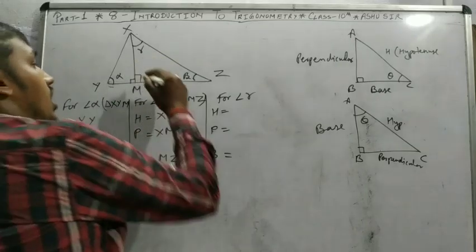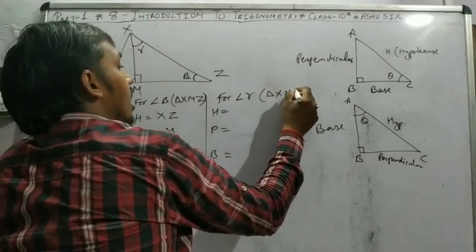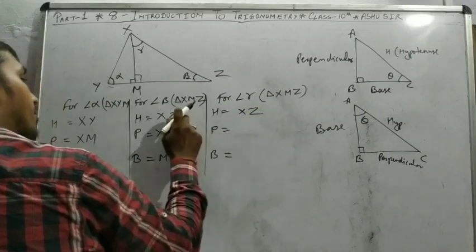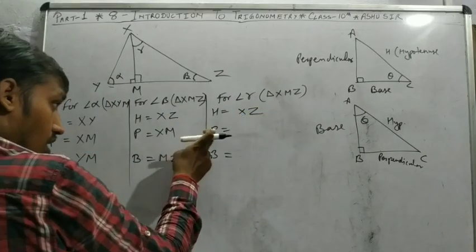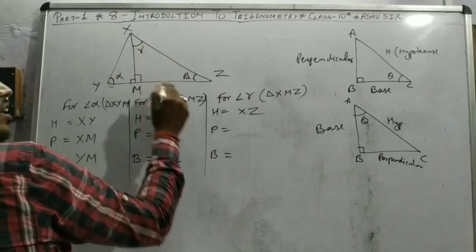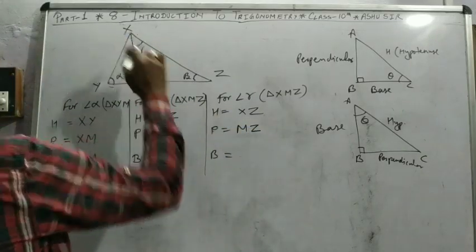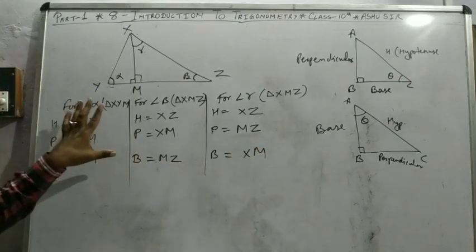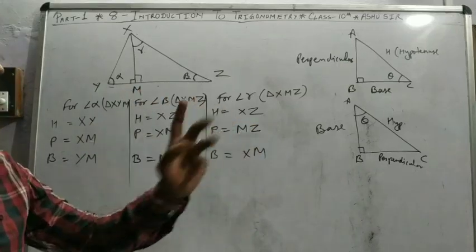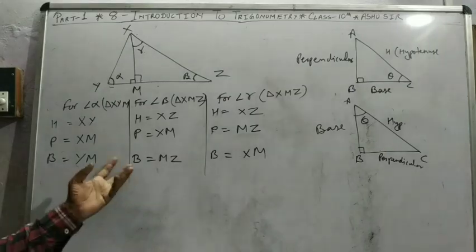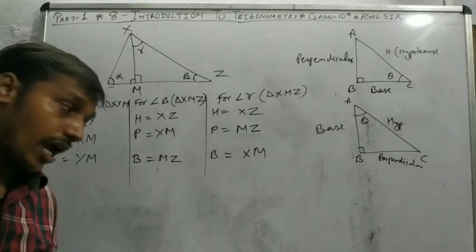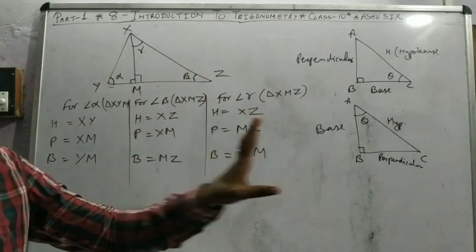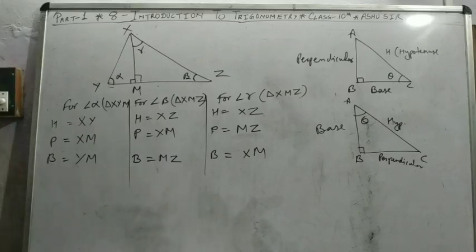For angle gamma, again triangle XMZ, hypotenuse opposite 90 is XZ, the same because the triangle is the same, but the perpendicular changes: opposite of the angle is MZ, and the remaining side is XM. I hope you understand how we identify the perpendicular, base, and hypotenuse of the given right triangle. You work according to the question, and depending upon the angle you take, the hypotenuse, perpendicular, and base are changed. Pause the video, note down.